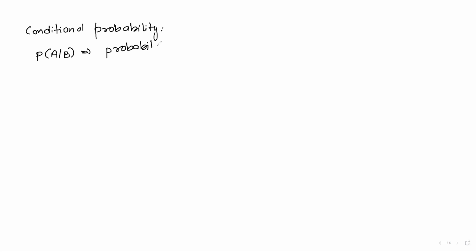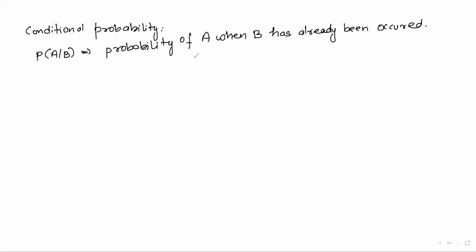probability of A, given that B has already occurred. So this means we are finding the probability of A, but the event B has already occurred. So we will take a question and try to understand from there.